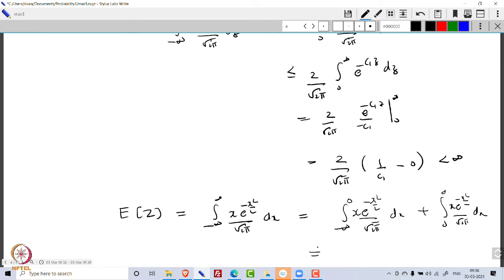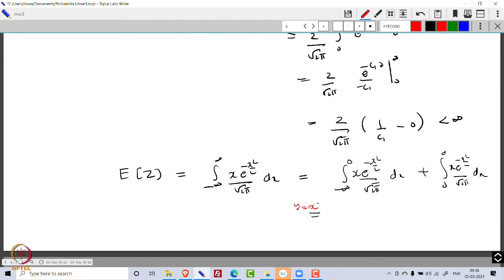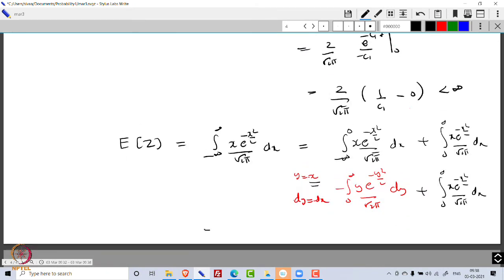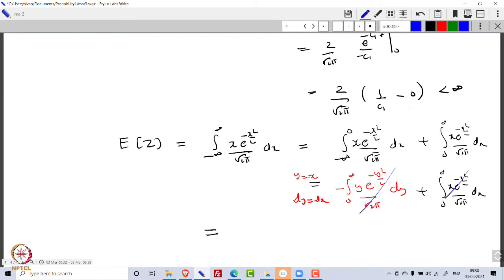And that just cancels off, right? Because I do a substitution, y equal to minus x here. So the first integral becomes 0 to infinity of minus y e to the minus y squared by 2 over root 2 pi dy, and this one just carries on. Here, because dy is equal to minus dx, the two things cancel off.